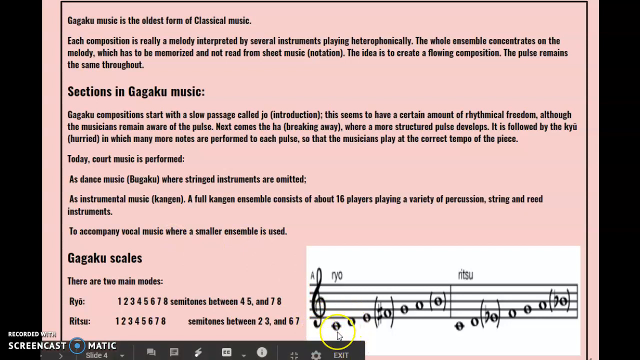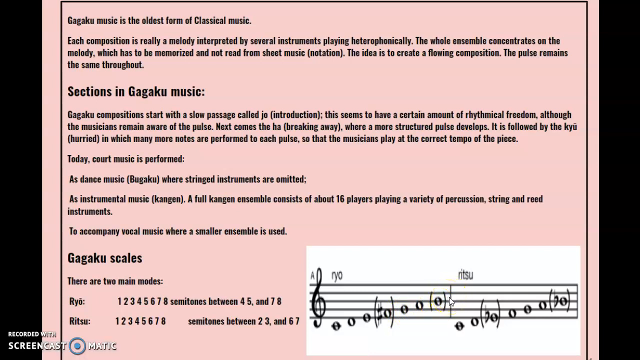So if you look at your notes there, C to D is a tone, D to E a tone, E to F sharp a tone, between 4 and 5, F sharp to G I have my semitone, G to A is a tone, A to B is a tone, and B to C, my next note, will be a semitone.